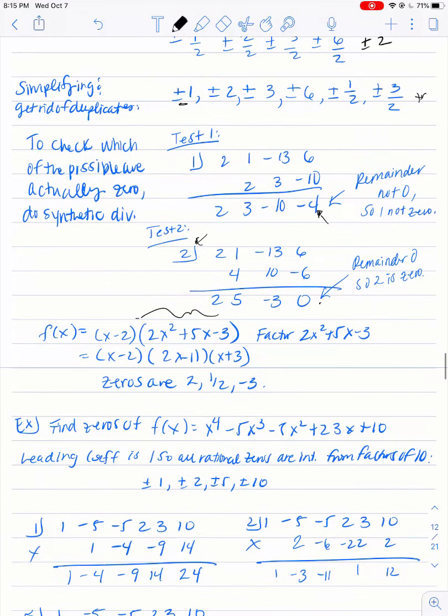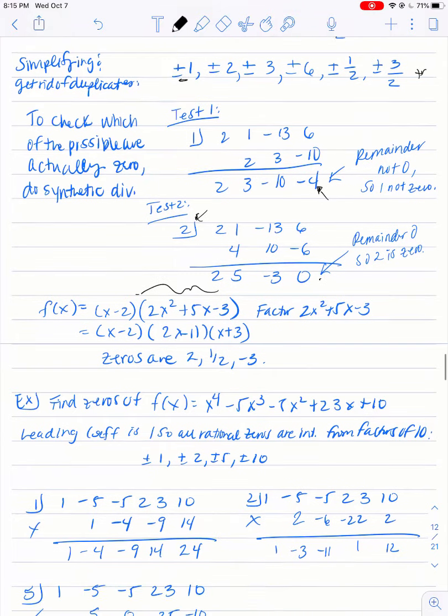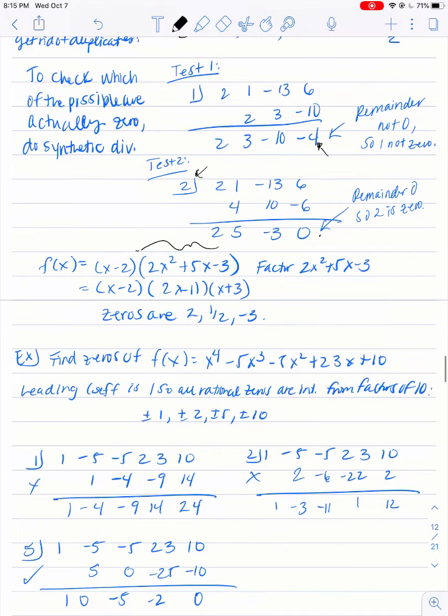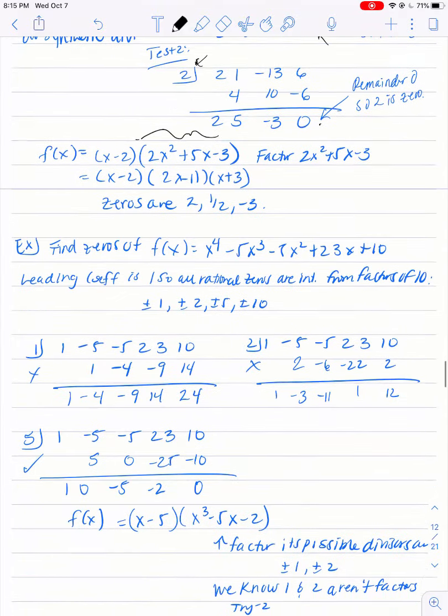So I just tested 2, which means that x minus 2 is a factor since it's a 0. And I'm left with 2x squared plus 5x minus 3 from our synthetic division. So now I know how to factor 2x squared plus 5x minus 3 to find the remaining zeros. I go ahead and do that, and I get 2x minus 1 and x plus 3. Therefore, our zeros are 2, 1/2, and negative 3.